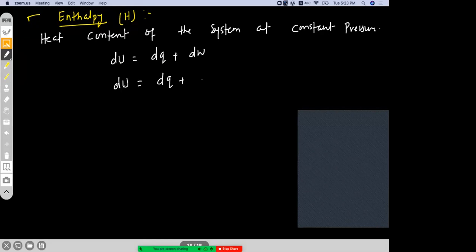W is PV, so d of PV here. Yes, 192, 193 approximately. I haven't calculated that. So 192 you can consider as the correct answer for the previous one. So at constant pressure, we can write dU is equal to dQ, P is constant, we can take this outside, PdV. Right? I missed one negative sign over here. W is minus PV, so here we have minus PdV.